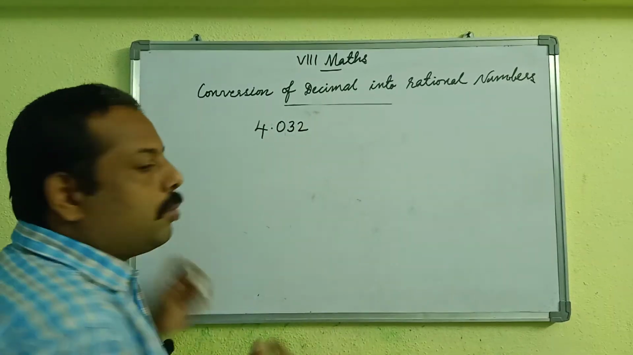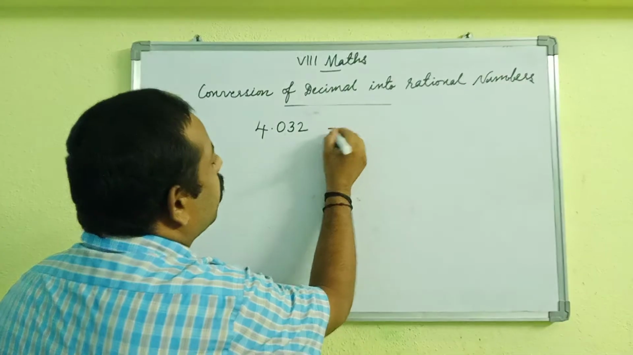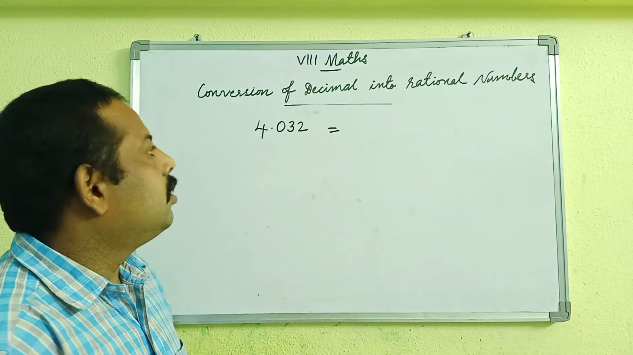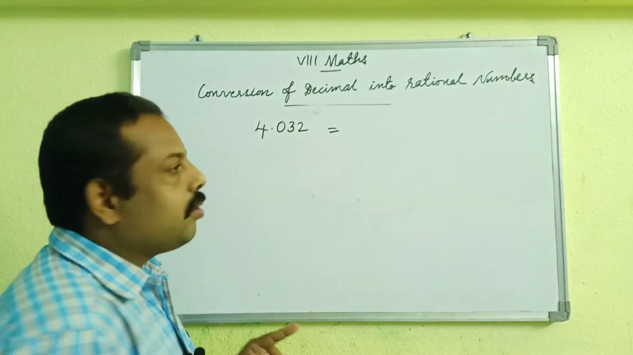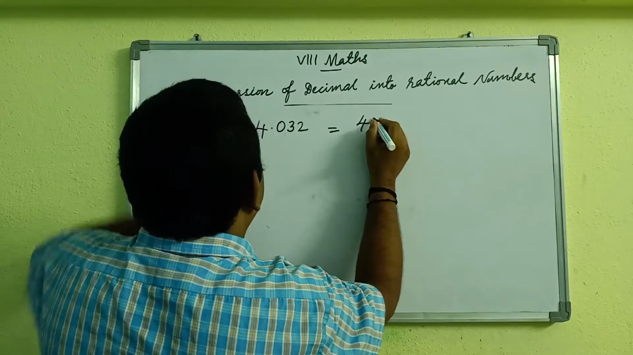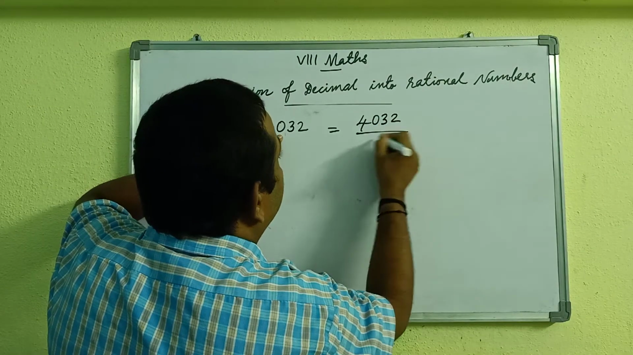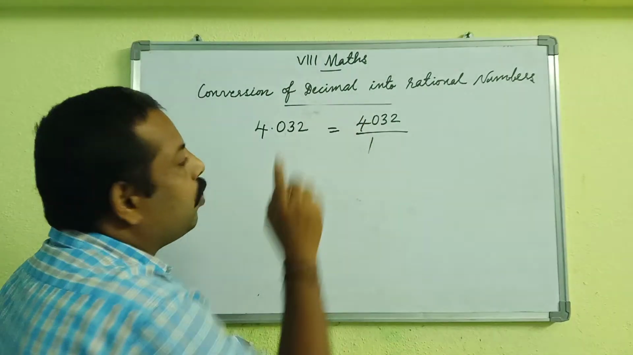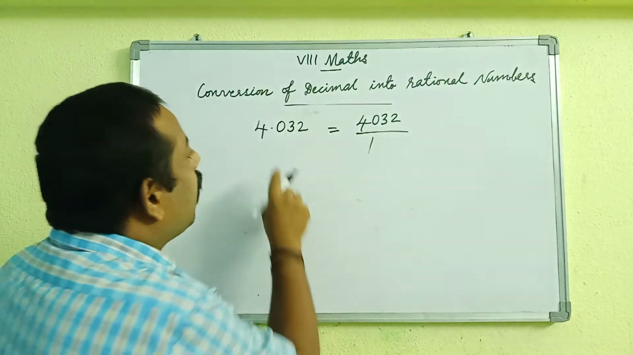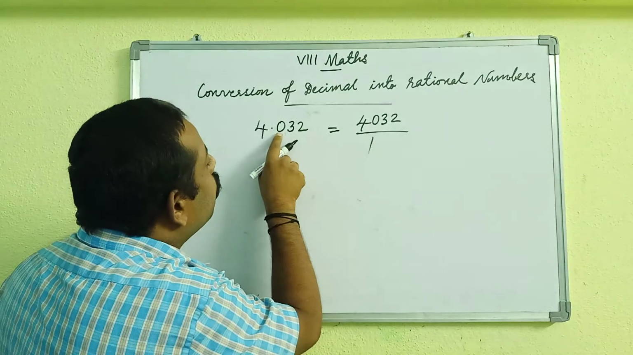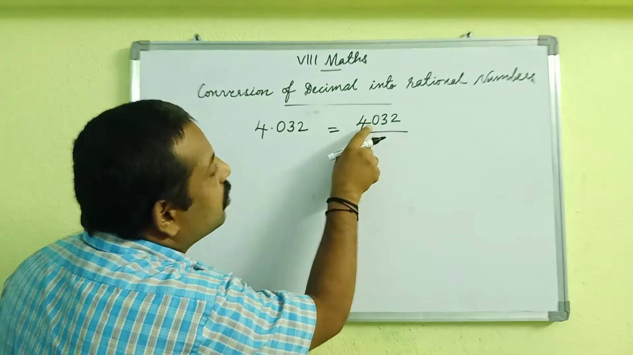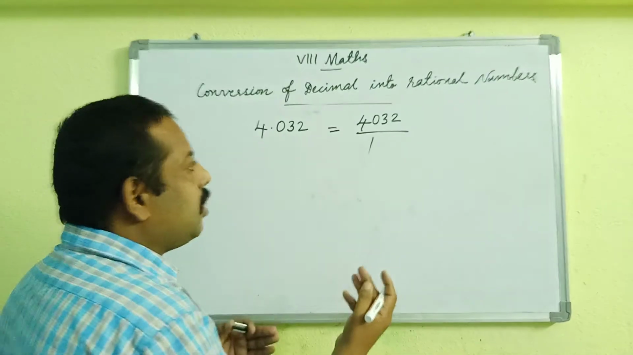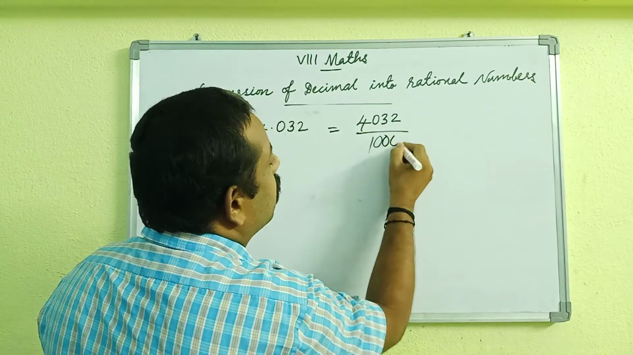4.032. Two more questions, let us. Now simply we are going to convert without doing all these techniques. So for that, what can you write? Write 4.032 divided by 1. See here, I have not placed the point there. So after the point, how many decimals do you have? 1, 2, 3. That means after the decimal point we have 3 decimals. So instead of those 3 decimals, I am placing 3 zeros here.